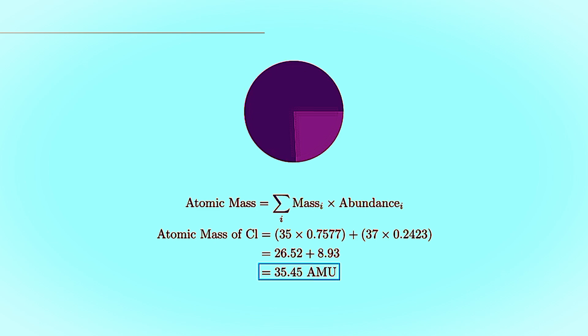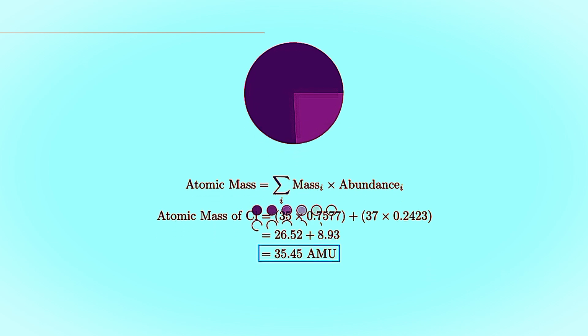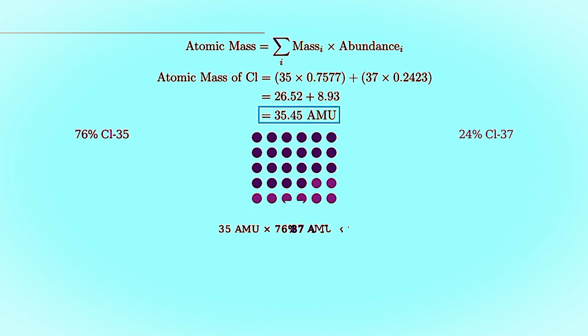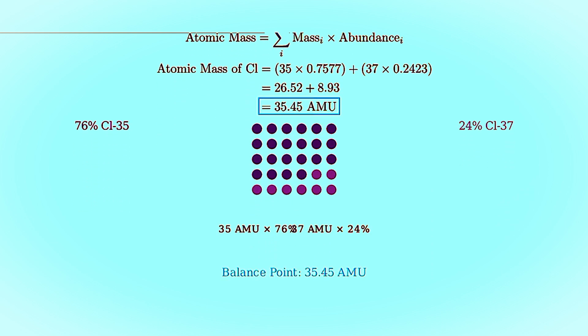Let's visualize this weighted average another way. Imagine we have 100 chlorine atoms. About 76 of them would be chlorine-35, and about 24 would be chlorine-37. If we were to put these on a balance scale and find the average, it would be 35.45 AMU per atom.